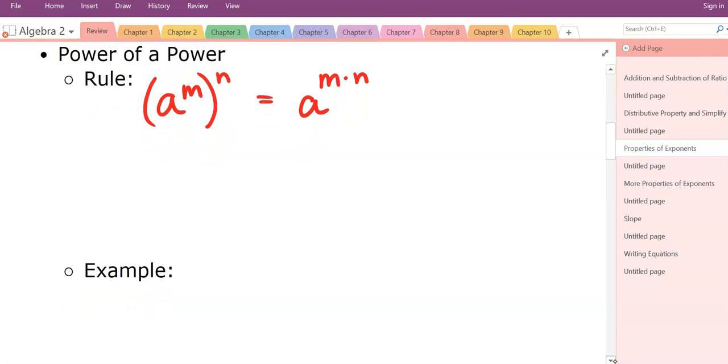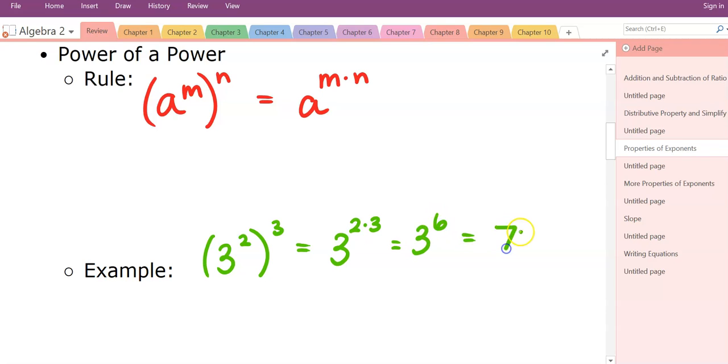For example, if you had 3 squared, then that's raised to the third power. You're going to multiply those exponents, 2 times 3, and be left with 3 to the sixth power. And again, since we can simplify this one, we will, and we'll get 729. For a letter, like x squared to the third, the same rule applies. You multiply those exponents, and you're going to be left with x to the sixth power.